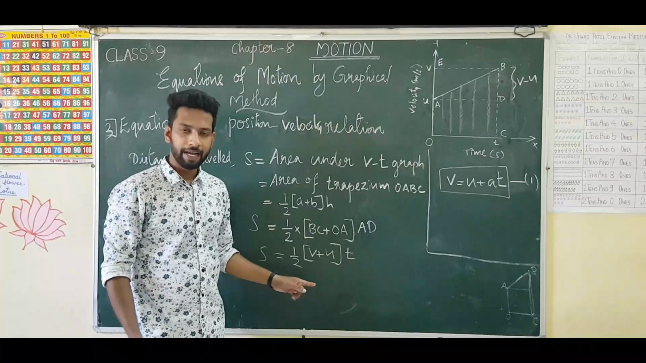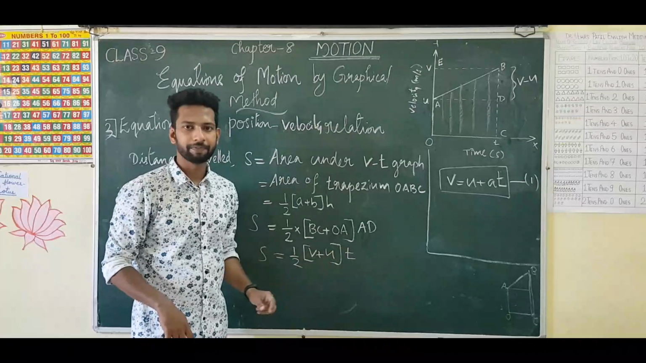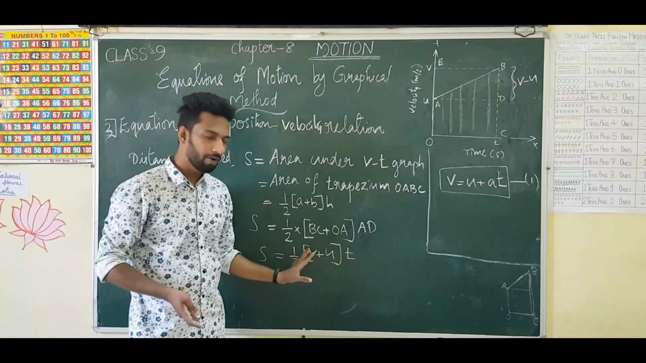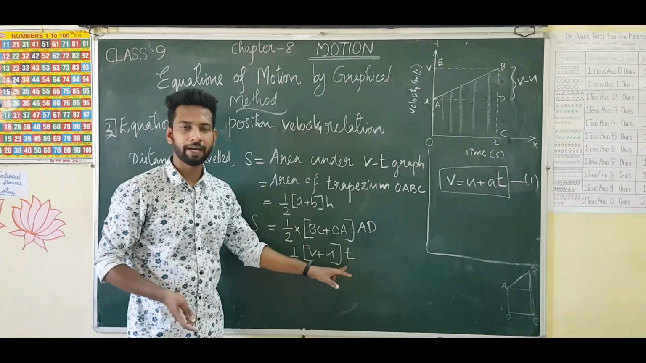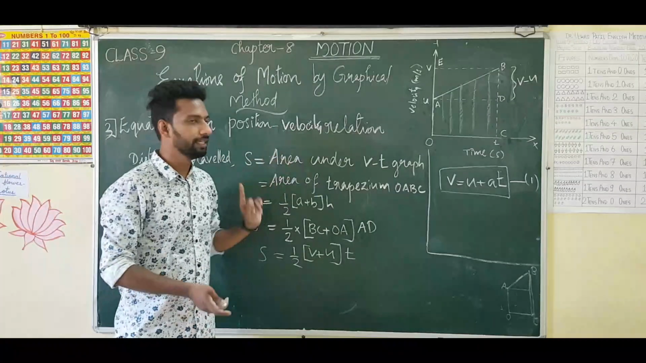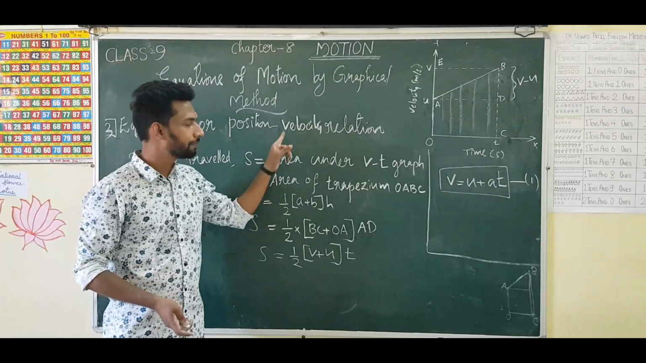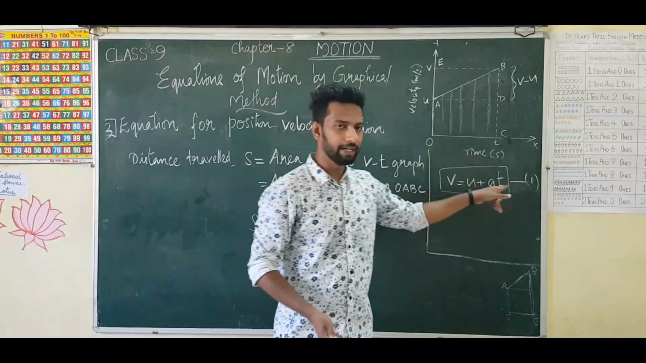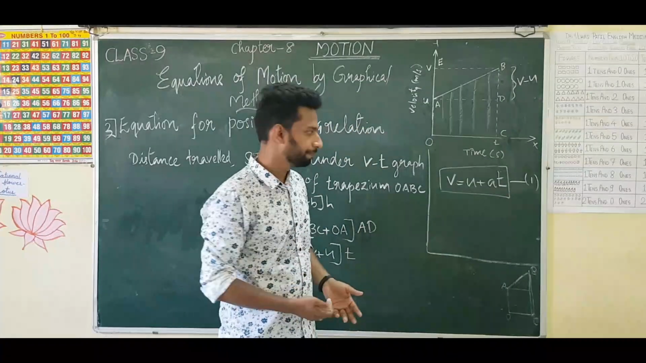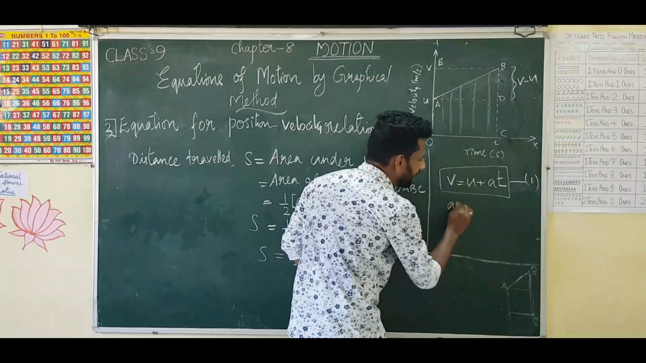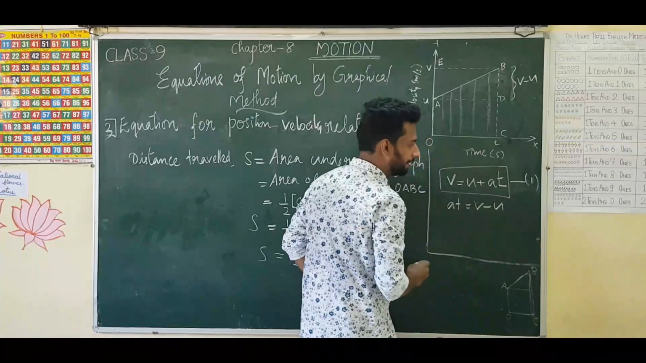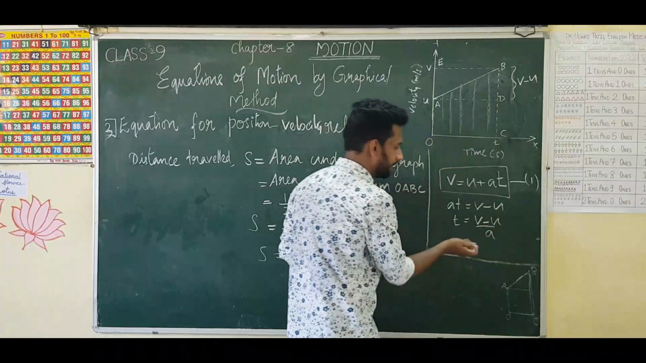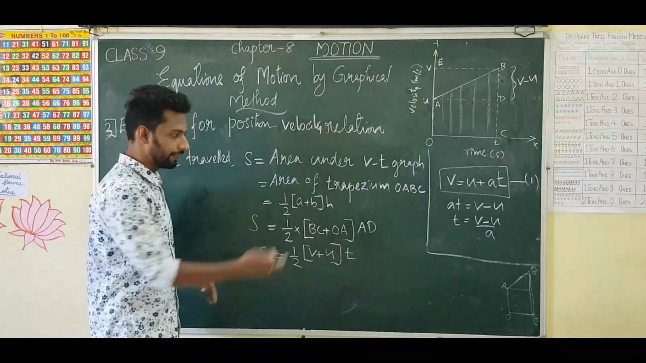In this equation, we have to substitute for t. In the second equation, we substituted for v minus u. Here, we are not substituting for velocity, we are substituting for time. Just check the heading, position velocity relation. So the first equation is v equal to u plus at. Rearrange this equation in order to get t. So I am writing at equal to v minus u, then t equal to v minus u divided by a. Substitute this value for t.